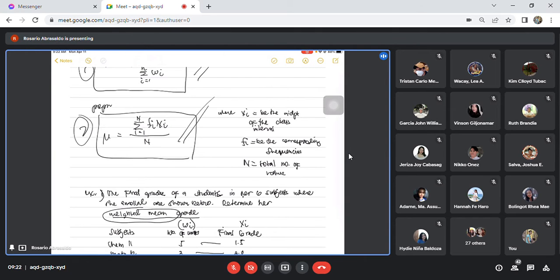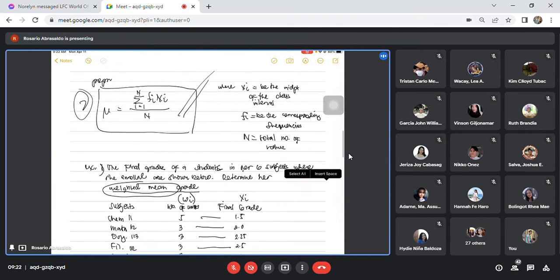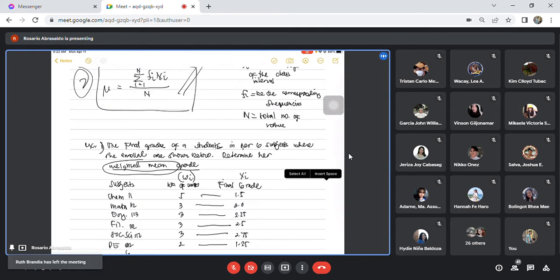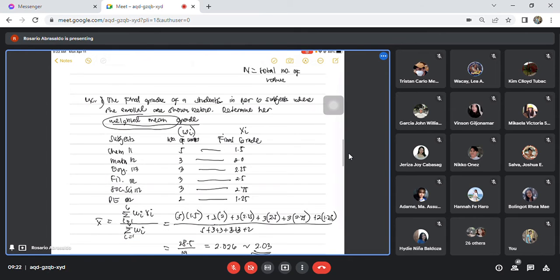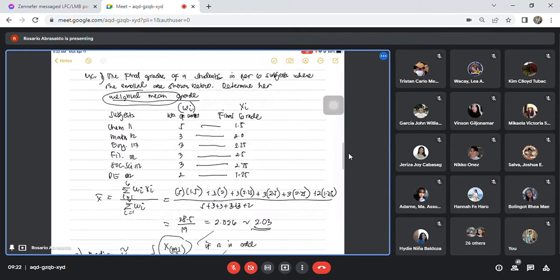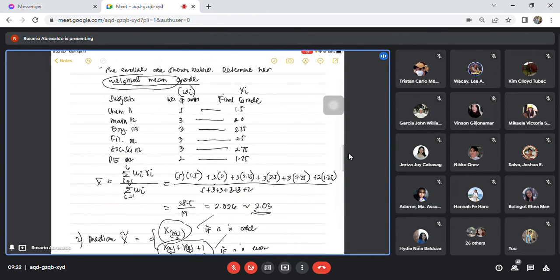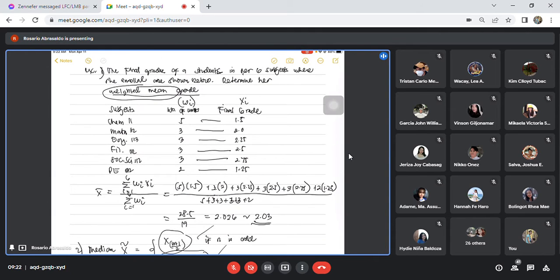So, given ang final grades of students sa unom niya ka subjects where she enrolled. Given po ang units sa kada subject. So, therefore, ang kabugaton sa iyang subject is based sa iyang units. Okay. And then, ang iyahang x sub i, that is the grades niya. Okay. So, given. So, if you're going to compute the weighted mean for this, we just multiply it by the number of units.